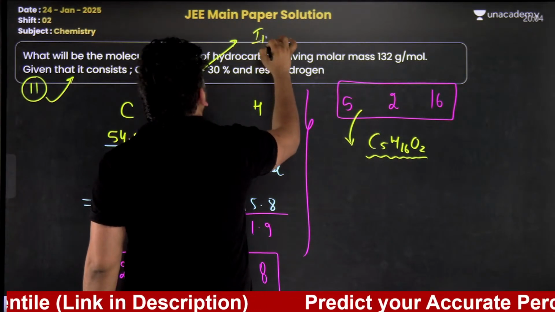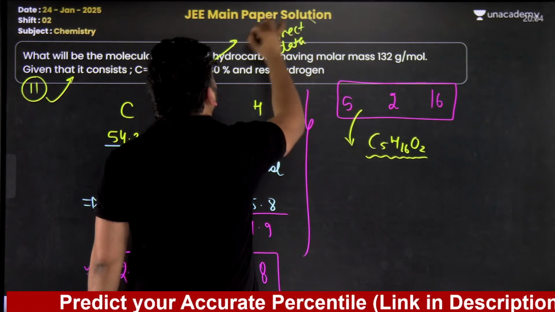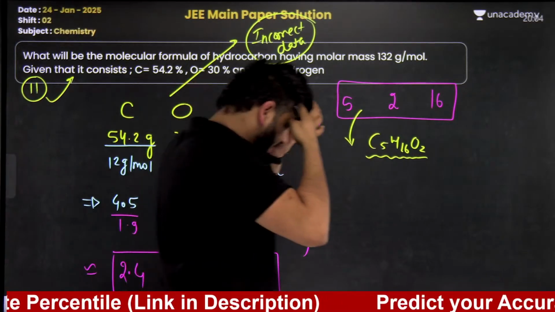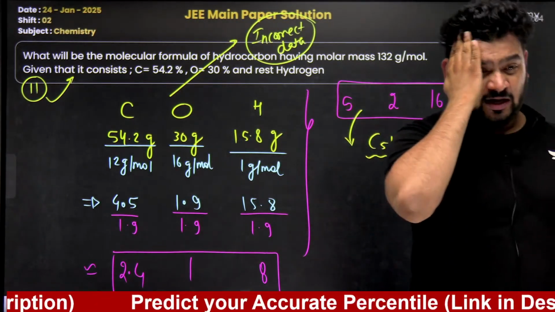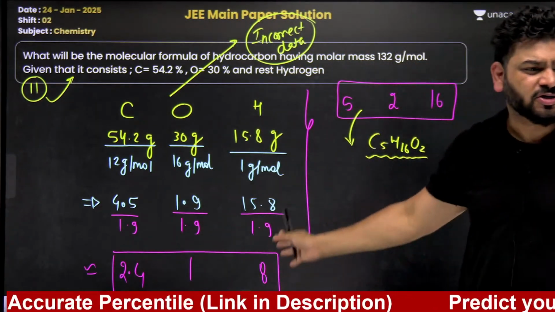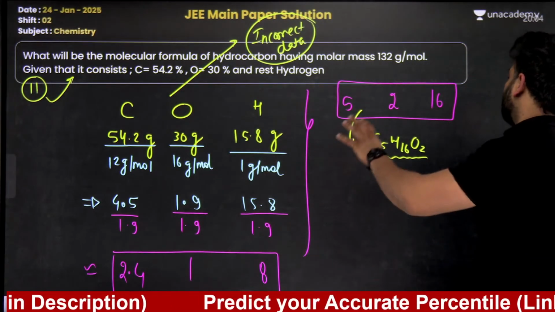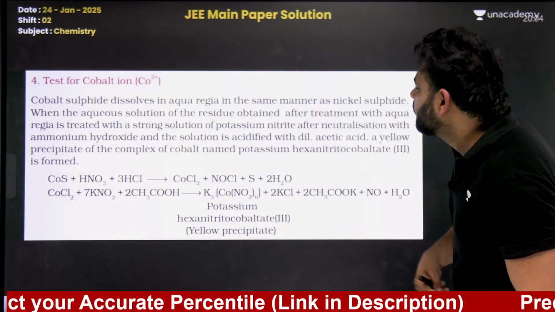We have incorrect data with us because this data has too many hydrogens, which is not even possible. Maximum number of hydrogens are present in saturated hydrocarbons, which are alkanes, and even in alkanes you cannot have this many hydrogens. So I'll skip this question as of now. 12th question, 11th question. Yeah, the question is easy, but we do not have accurate data with us. I don't know what this is about.